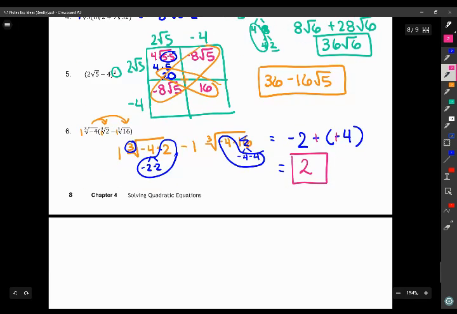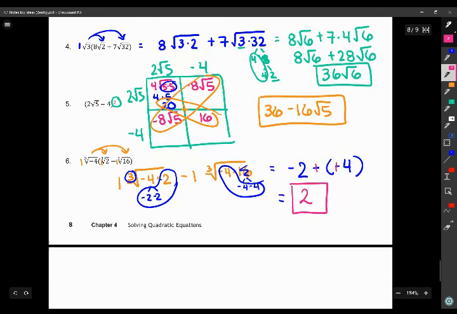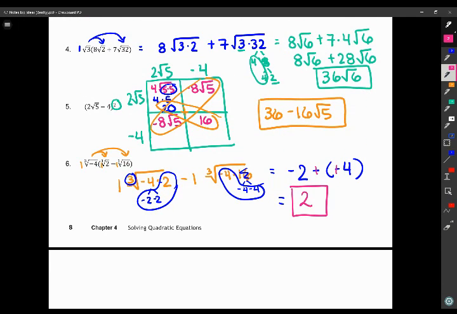And that's everything with operations with radicals. So make sure you ask for some help if you weren't sure about any of those, or if you're needing some help on the concept in general.